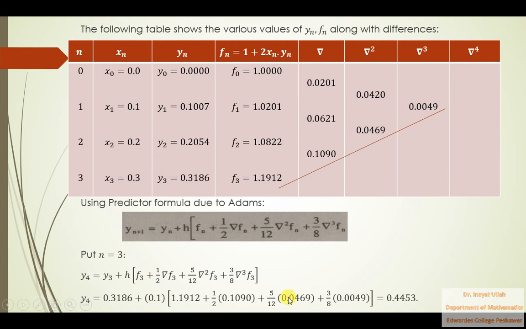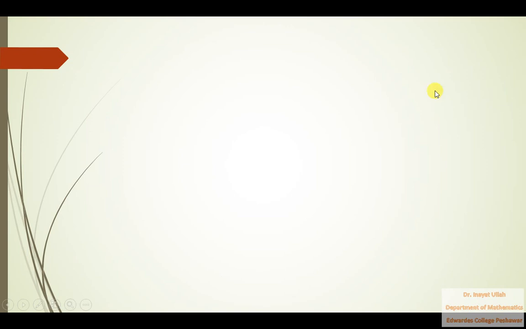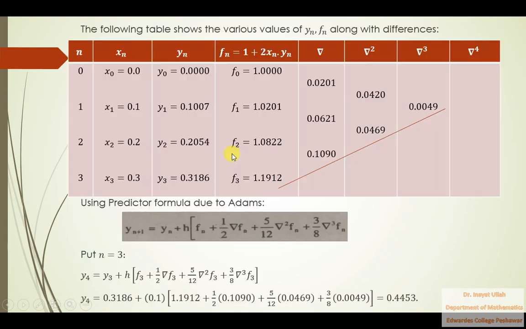Nebula square f3 is this one. And nebula cube of f3 is 0.0049. This is nebula cube f3.